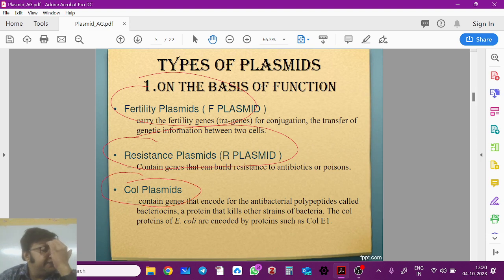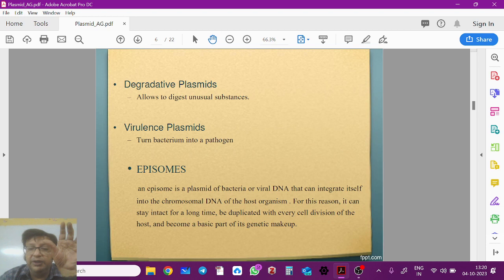Col plasmids have a col region of the DNA, and that is responsible for the origin of replication. Okay, you have these types of plasmids. This is just an overview I'm giving on plasmids. Next one, degradative plasmids.